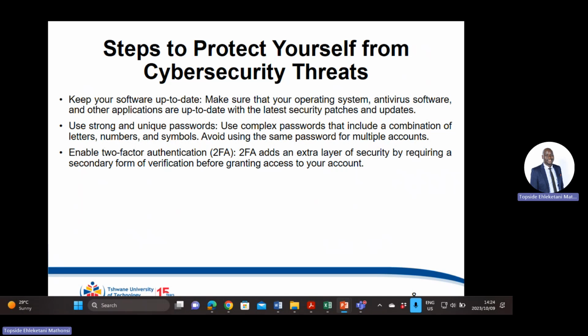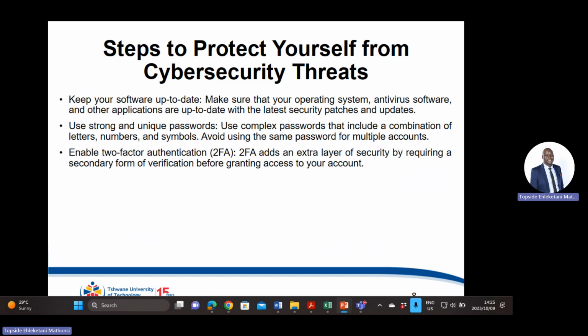The second point that you can also implement is to use strong and unique passwords. Use complex passwords that include a combination of letters, numbers, and symbols. In addition to that, avoid using the same password for multiple accounts. Please don't use one password to open your banking app and then use that password to open your Facebook account, your Twitter account, your email account, your Instagram account. Use different passwords. Avoid using one password, because if they get access to one account, it means they can use that password again to open the different online accounts that you have. So that's very, very important.